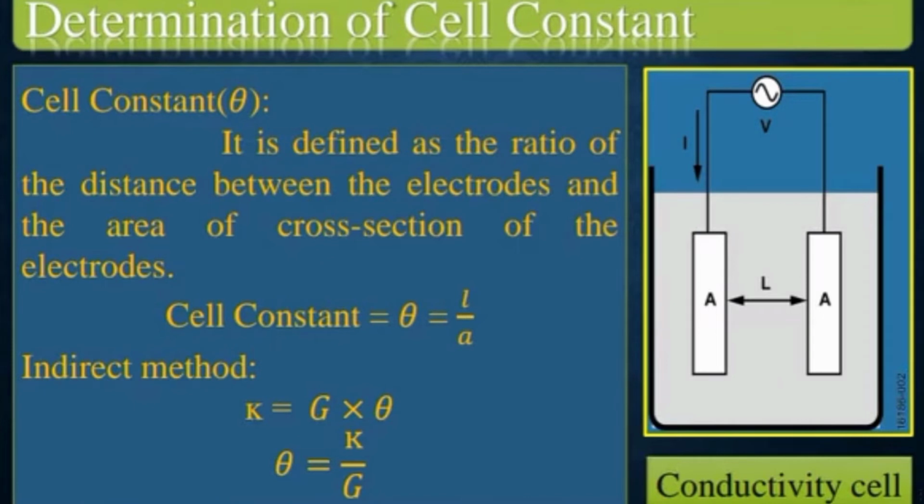The next is cell constant. It is defined as the ratio of the distance between the electrodes and the area of cross section of the electrodes. It is denoted by theta. Cell constant is equal to theta, and theta is also equal to length upon area. Indirect method: K is equal to G into theta. Therefore, theta is equal to K upon G.